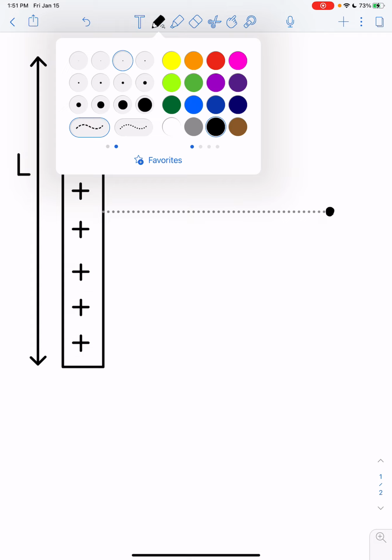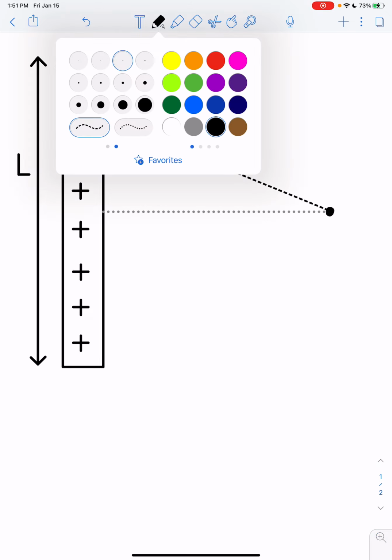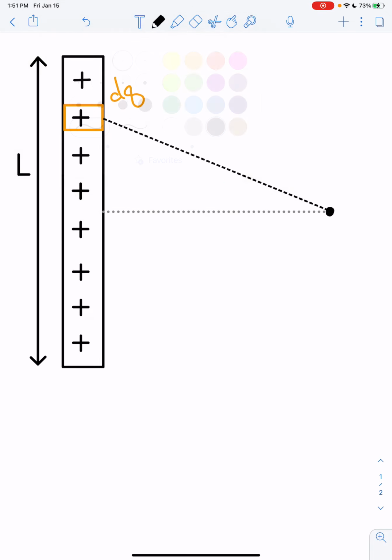Okay, so let's consider the distance from this dq to our point. What is this distance? Well, we can work that out with a little bit of trigonometry. We can have some sort of distance r here for the distance from the point to the closest location along the rod. And then we can also define y as being the distance from that point in the middle of the rod to our dq.